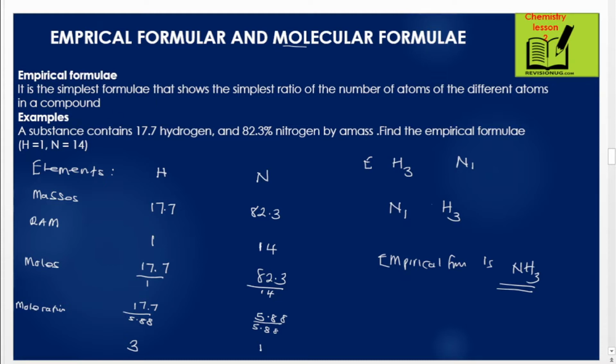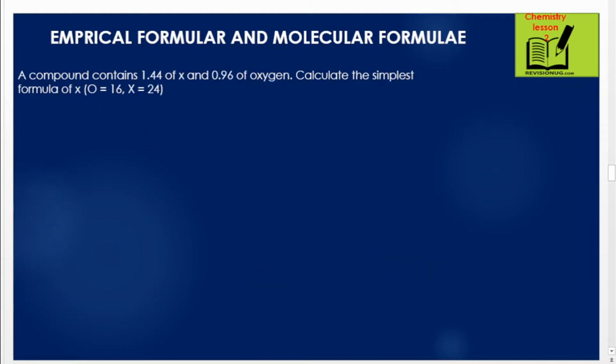Let us go and see number 2. Number 2 tells us a compound contains 1.44 grams of X and 0.96 grams of oxygen. Calculate the simplest formula of X. That is our compound. It contains X and oxygen.